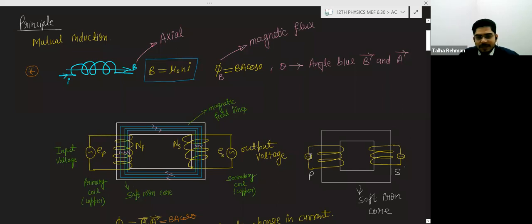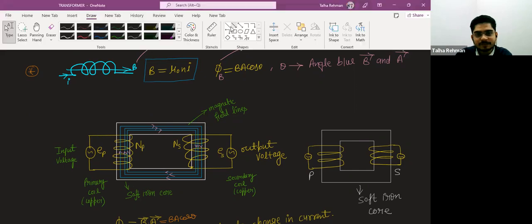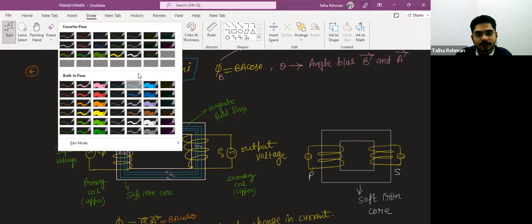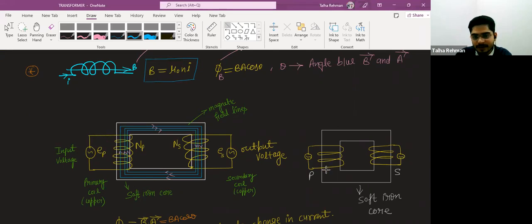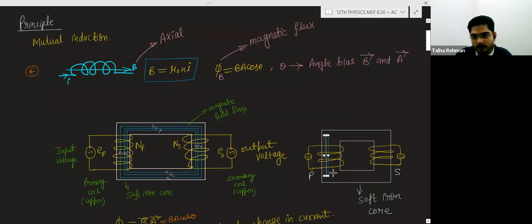So basically, these windings are connected with an alternating voltage source. So there will be current in the winding. And I have told you, in the case of the solenoid, if there is a current, then there will be a magnetic field produced, and that magnetic field is axial. For example, the magnetic field due to this will be like this. This will be the magnetic field produced by the winding.